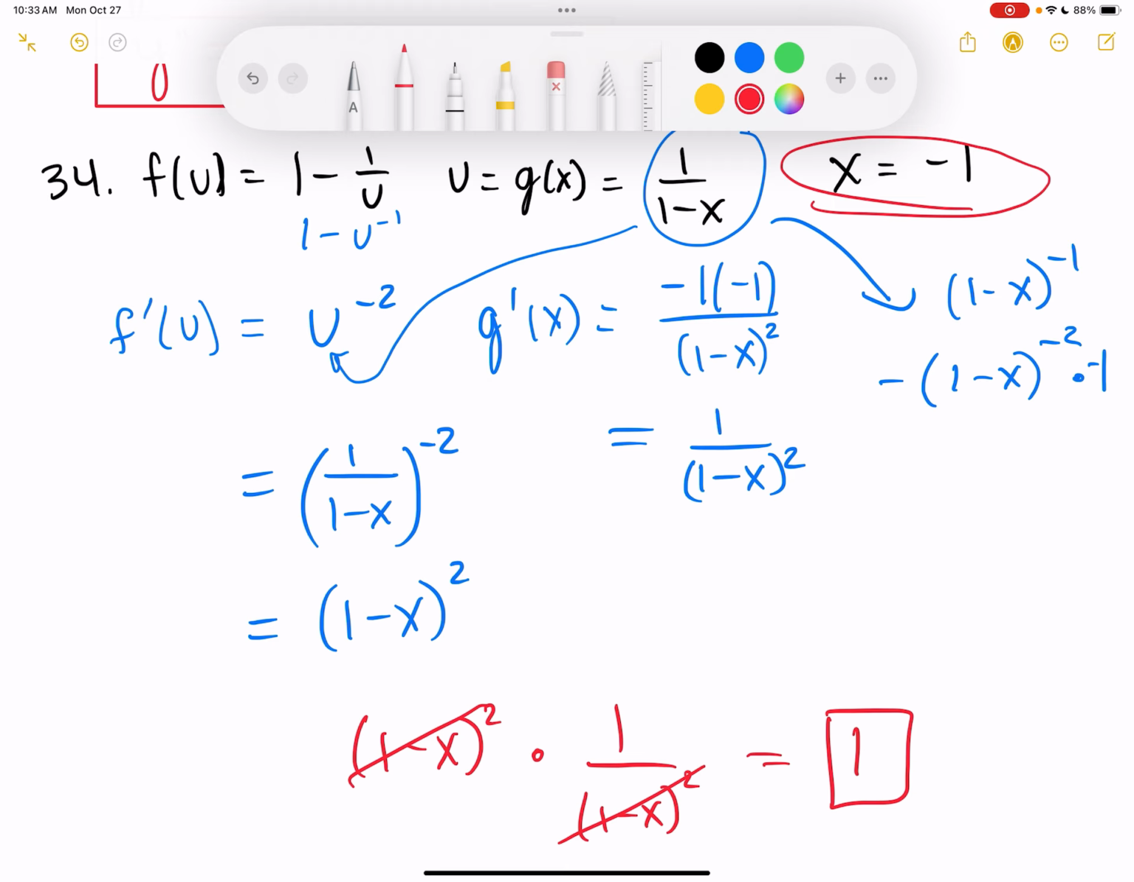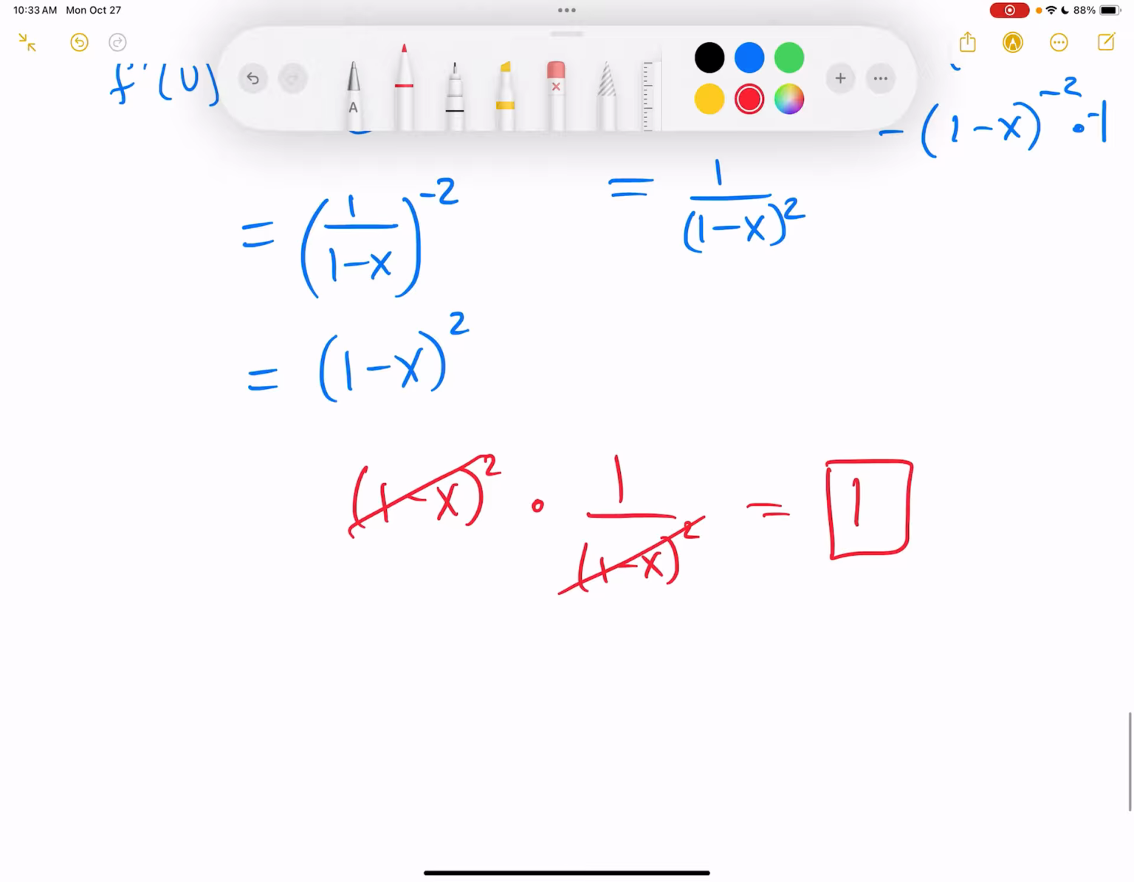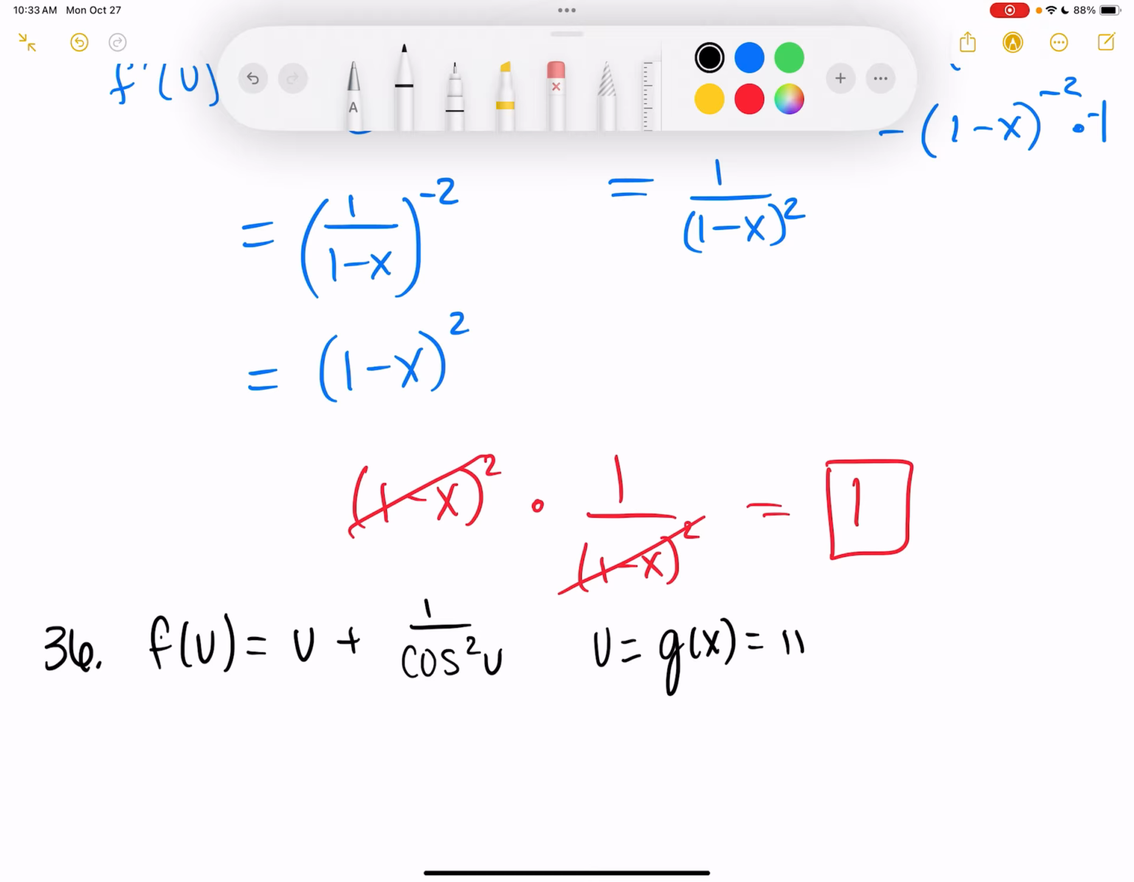I think 36 will give me something I can plug in, so let's try that one. It's a trig one, so things don't usually all cancel, so we'll find out. Alright, so f of u is equal to u plus 1 over the cosine squared of u. U is equal to g of x, which is pi x, and x is equal to 1/4.